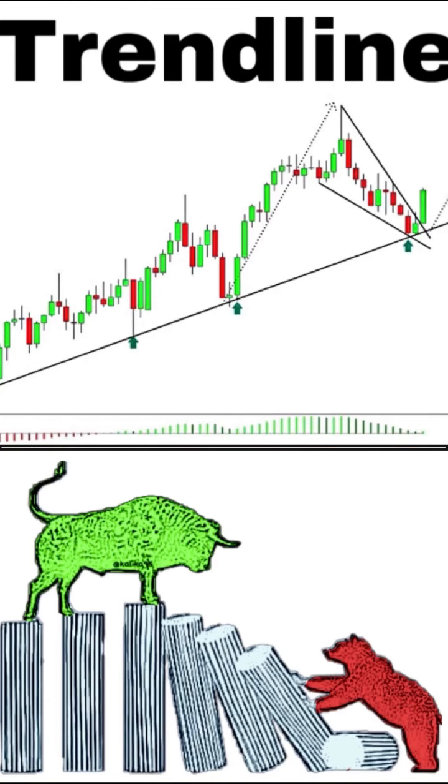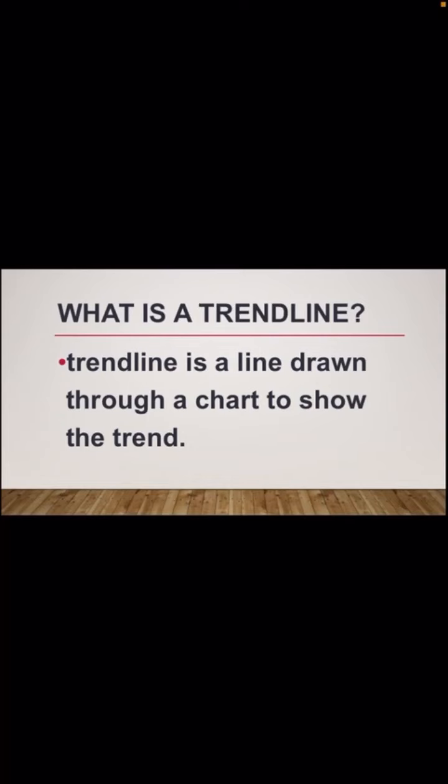Now what is a trend line? A trend line is a line drawn through a chart to show the trend. When you draw a particular line on the chart to show the direction the price movement in the forex market is going towards, you are trying to make what is called an inroad into the market movement. Drawing that trend line enables you to understand if the market is going to go up or come down.